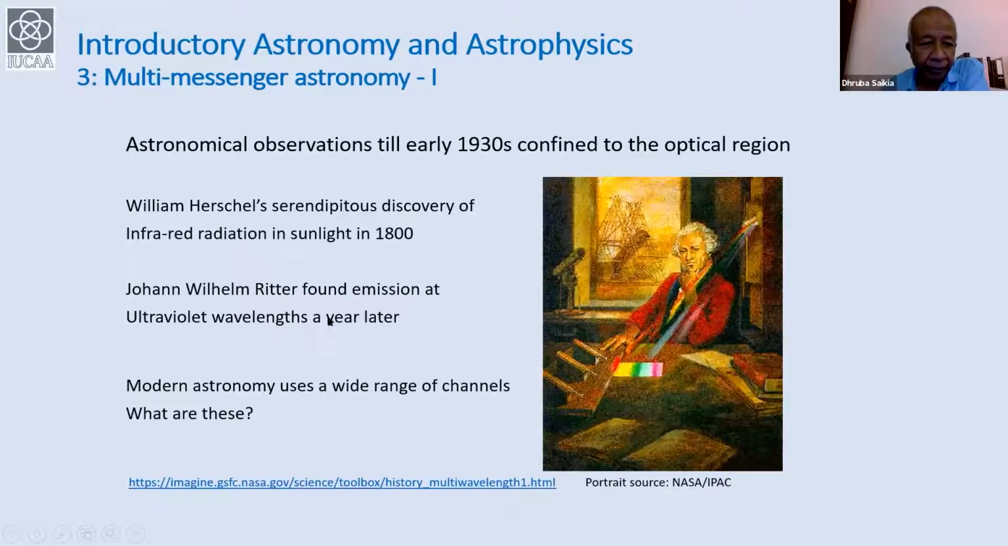He didn't put a thermometer at the other end, beyond the violet end, but that was left to Johann Wilhelm Ritter, a German scientist, who found the ultraviolet emission about a year later, putting chemicals there and looking at the chemical effects of ultraviolet radiation. For a while, he called it chemical rays. Today we know these were the early forays into the infrared and the ultraviolet region of the spectrum, showing that the universe emits radiation outside the visible range as well.